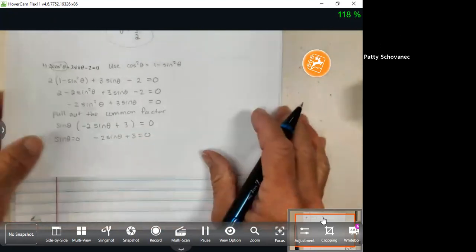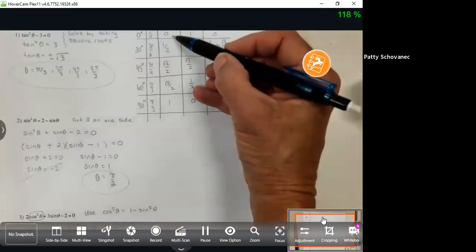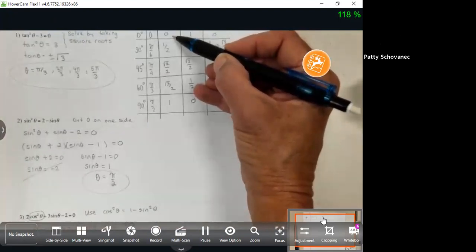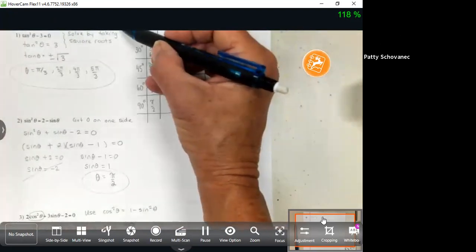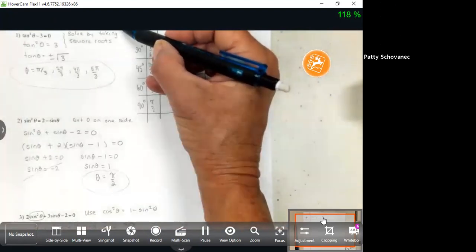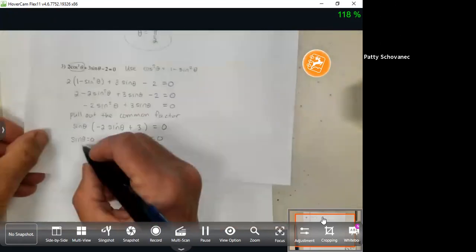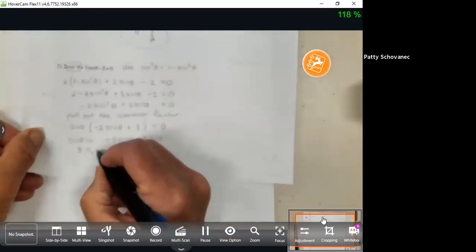Sine of theta is 0 at 0, and then again at pi, then again at 2 pi, but I left an open interval at 2 pi. So I only need the solutions from 0 and pi. This one, theta is 0 or pi.